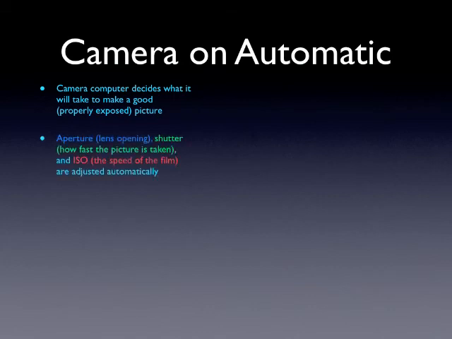So the aperture, the lens opening, the shutter, how fast a picture is taken, and in some cases, the ISO, the speed of the film, will adjust automatically. And when one changes, it affects the other. We'll learn about that a little bit later on.